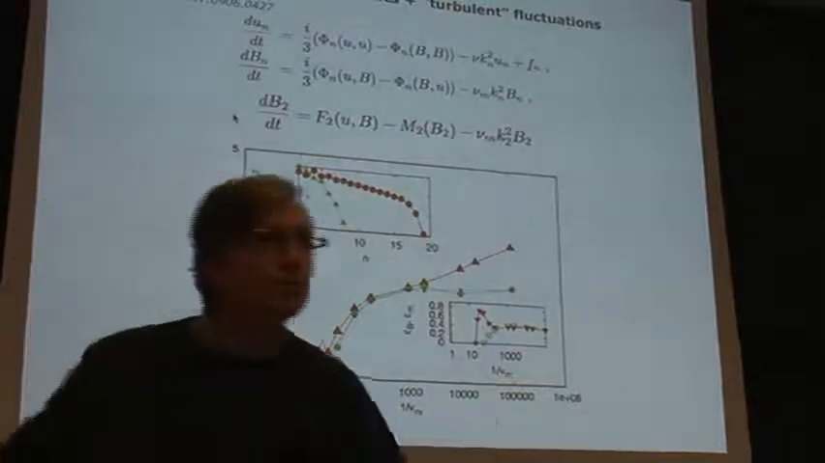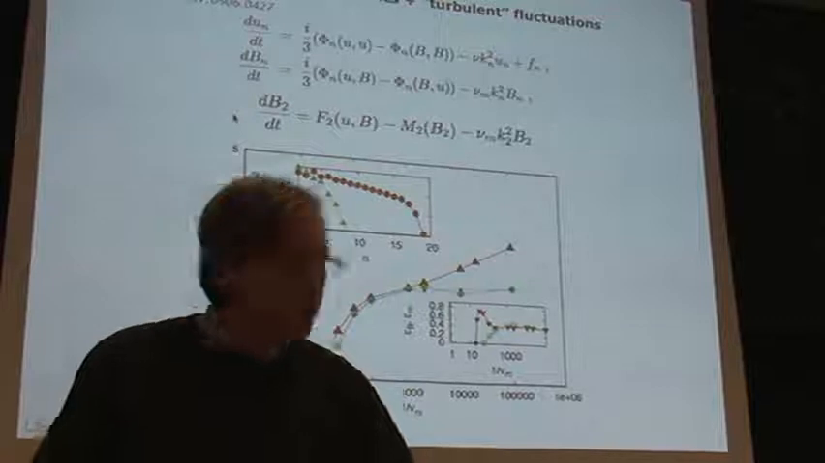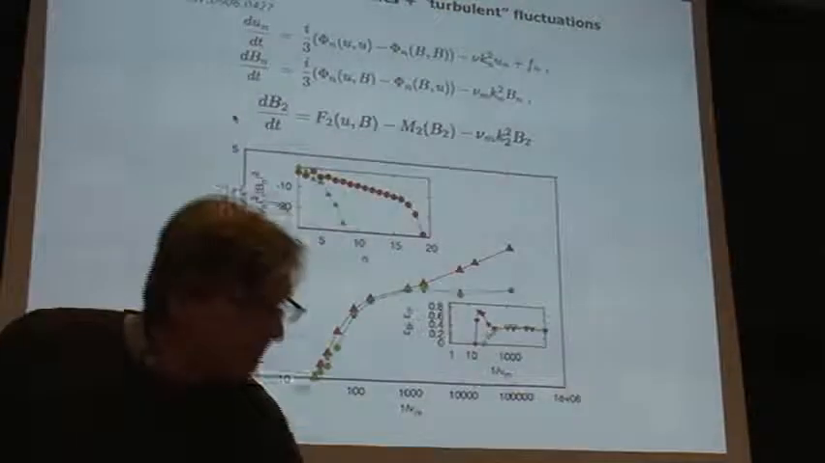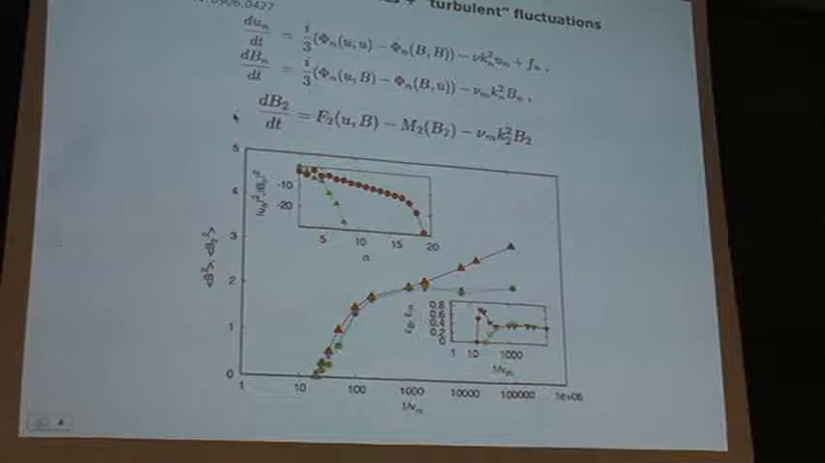So it's a first-order test of what the nature of turbulence is. So this B2 equation is, why? Is that the forcing kind of thing? Yeah, it's the forcing kind of thing.